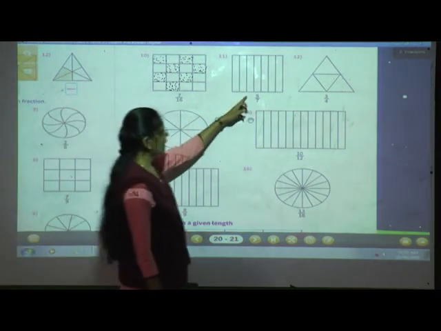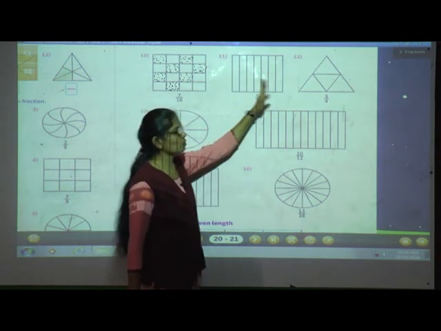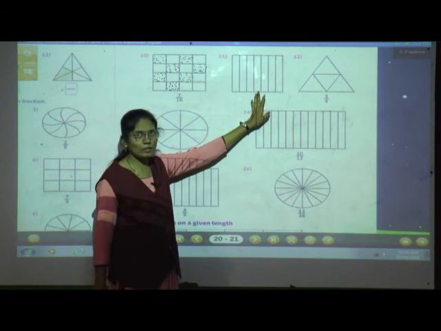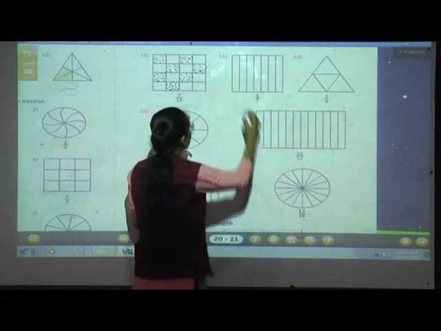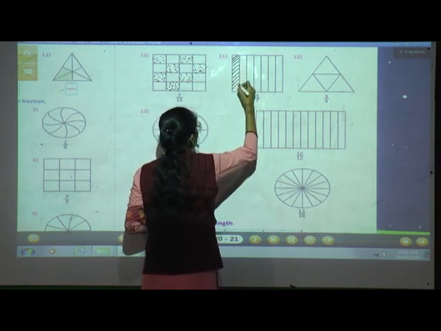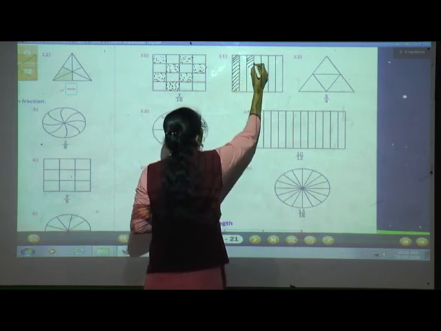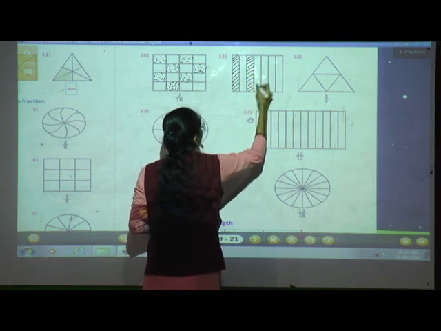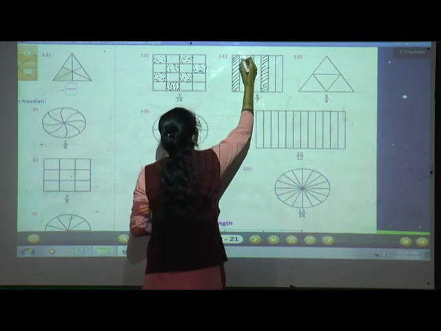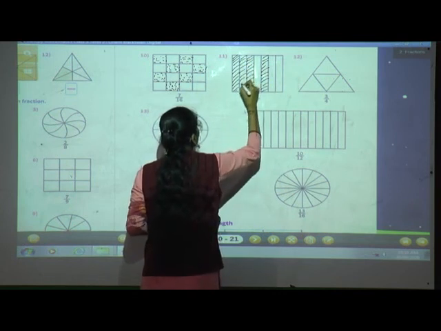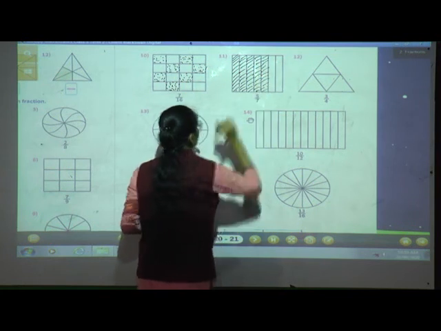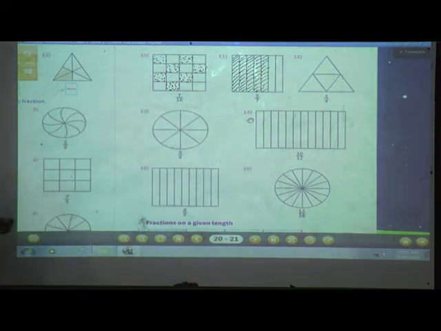Next, here the fraction is 5 by 7. Means here total 7 parts should be there. And out of 7 parts, how many parts will you color? 5 parts. Okay, so color 5 parts. 1, 2, 3, 4 and 5. Okay, so in this way we can show this fraction 5 by 7.